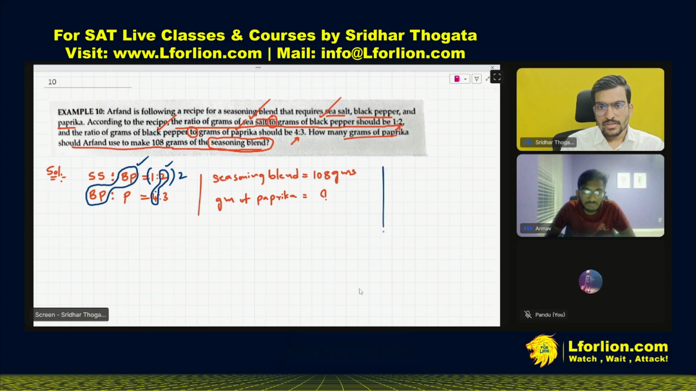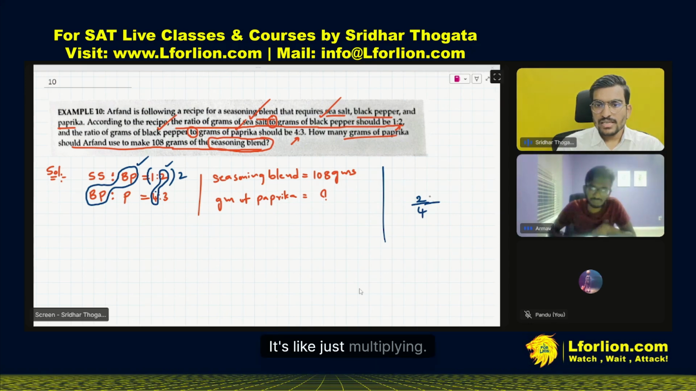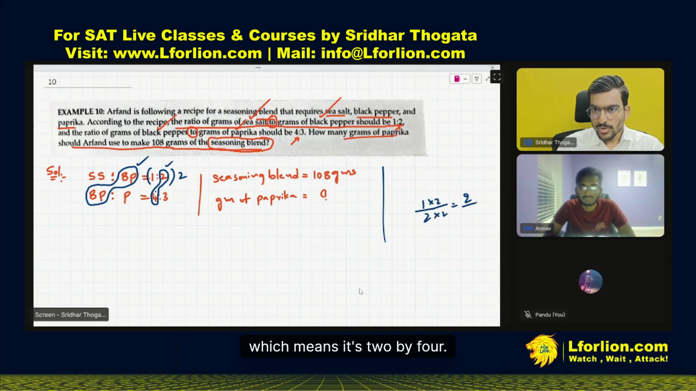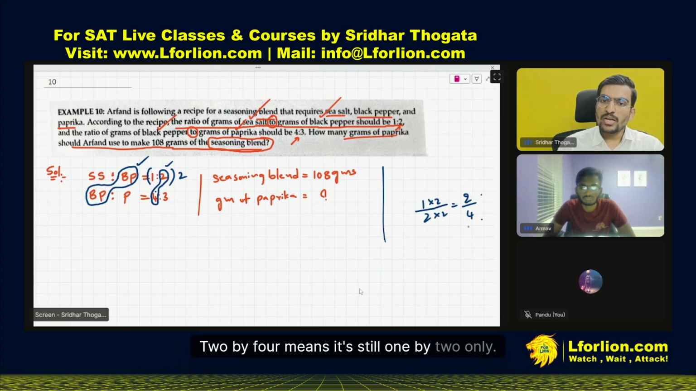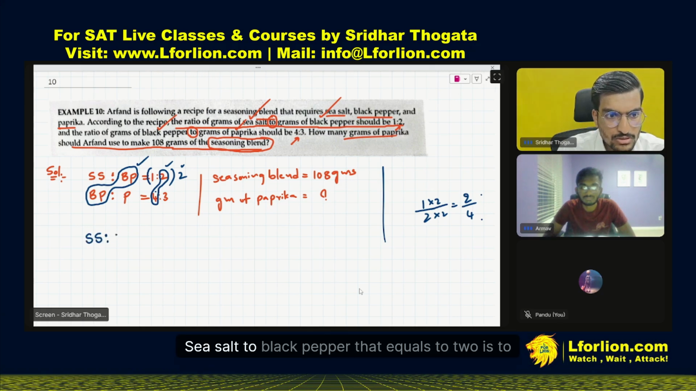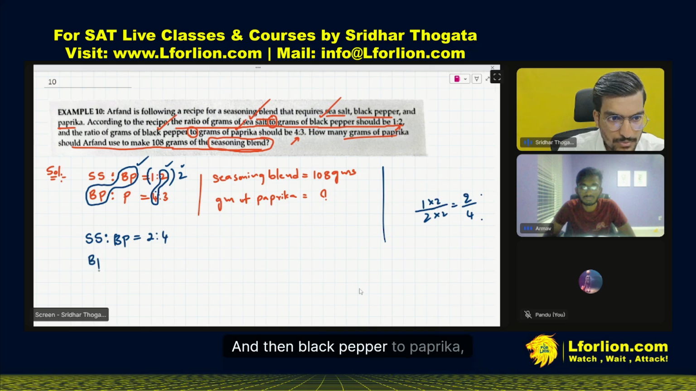Just like in fractions, where we make 2 by 4 from 1 by 2, it is just multiplying 1 by 2 with 2, which means 2 by 4, and 2 by 4 is still 1 by 2 only. So I just multiplied the ratio by 2, so that it converts like this: sea salt to black pepper equals 2:4, and black pepper to paprika equals 4:3.